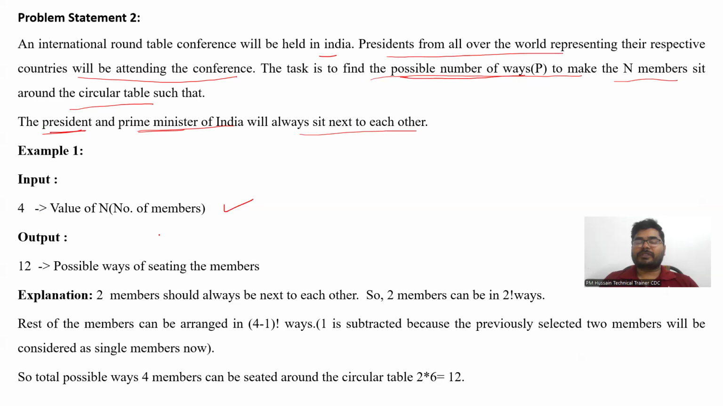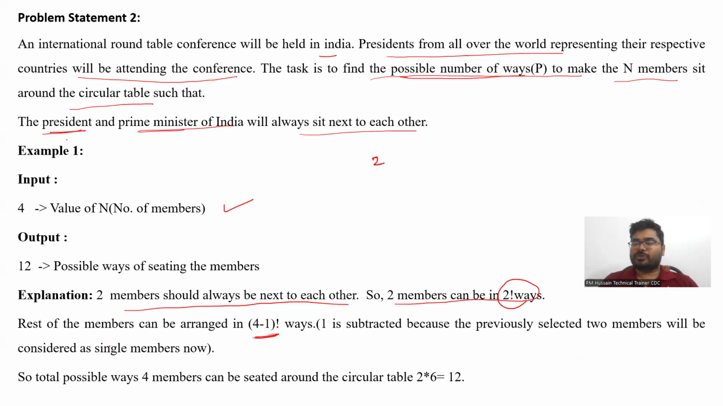Now what are the possible ways of sitting these? As I said, the prime minister and president both should be next to each other. So now how many times can you arrange these 2 numbers? Okay, 2 members should always be next to each other, so we can arrange them in 2 factorial ways. Then the rest of the numbers will be arranged in 4 minus 1 factorial ways. One is subtracted because the previously selected 2 members will be considered as one single member now.